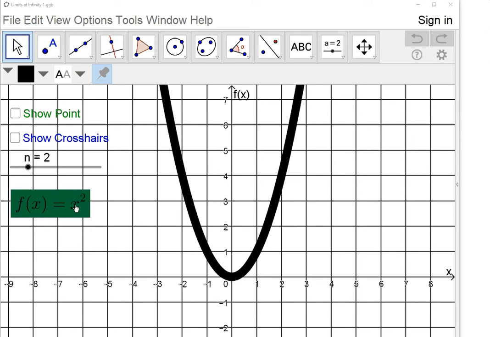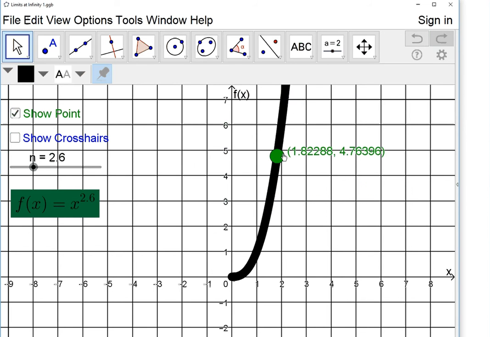So we said x to the n. Let's say n is 2. As x approaches infinity, y is going to increase without bound. So thinking about it, you're plugging numbers bigger and bigger in with an exponent that's positive. Of course, y is going to increase without bound. Let's do a decimal. Even with a decimal, it's actually just going to get steeper and steeper.